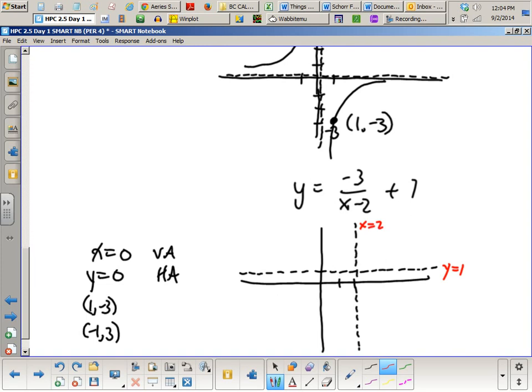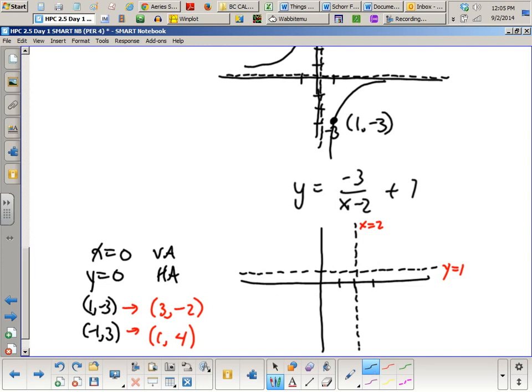What happened to the point (1, -3) and the point (-1, 3)? Well, those guys are going to get 2 added to their x and 1 added to their y. That's how they're going to move to the right 2 spaces and up a space. So this is going to become the point (3, -2). And this is going to become the point (1, 4). I added 2 to the x and added 1 to the y. Okay, so we got 2 brand new points to plot.